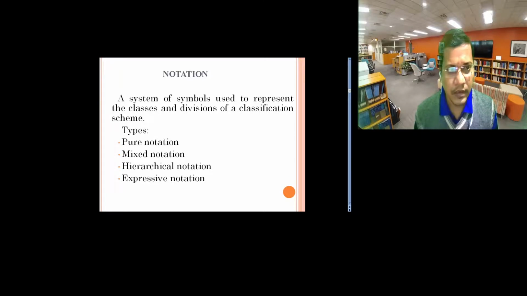Notation: a system of symbols used to represent the classes and divisions of a classification scheme. So notation is nothing but a system of symbols or set of symbols used to represent the classes and divisions of a classification scheme. There are different kinds of notation, as for example pure notation, mixed notation, hierarchical notation, explicit notation, etc.